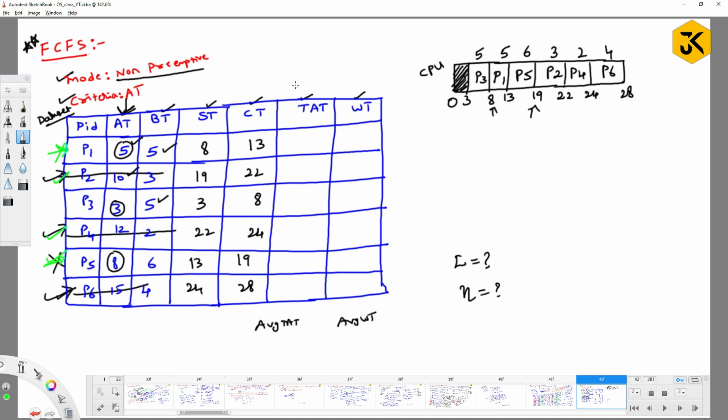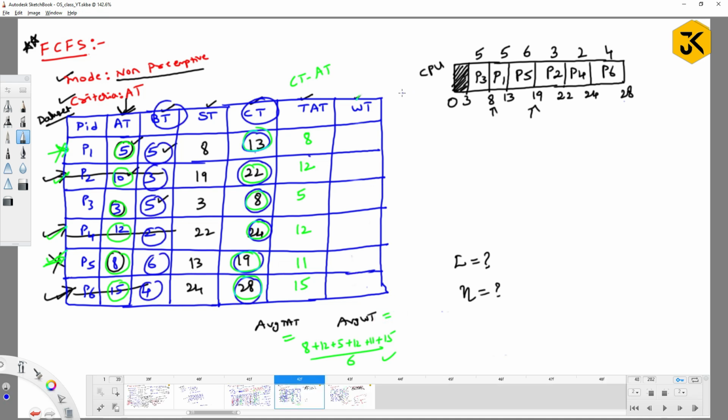Now, what is turnaround time? It is completion time minus arrival time. 13 minus 5, which will be 8. 22 minus 10, 12. 8 minus 3, 5. 24 minus 12, that will be 12. 19 minus 8, 11. And 28 minus 15, that will be 13, right? So now calculate the average turnaround time, that is 8 plus 12 plus 5 plus 12 plus 11 plus 15 divided by 6, and calculate it and put your answer in the comment section.